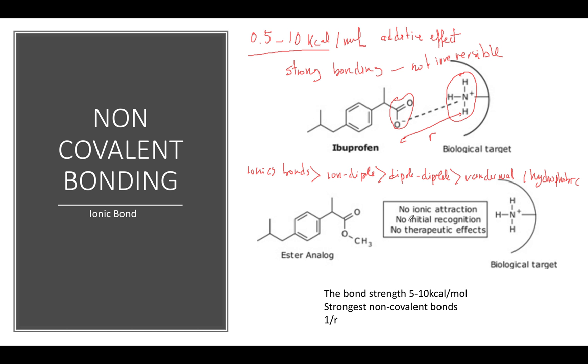Right? And so as we take a look at these possible binding interactions between ionic compounds and the receptors, if the distance is too great, or if you have, like in this case here, an ester analog where the ion is not revealed, there is no ionic attraction, so there is no initial recognition by the biological target, and there is no therapeutic benefit. Okay. So, as we mentioned before, ionic bonds are the strongest non-covalent bonds that you have individually.